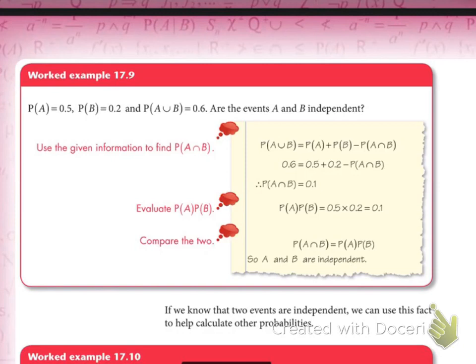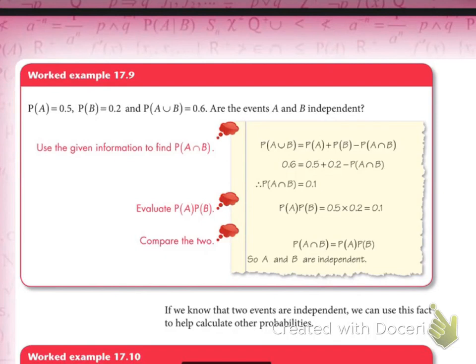The probability of A in this problem is 0.5. The probability of B is 0.2. The probability of the union, togetherness, is 0.6. Are the events A and B independent? Now, notice that it's using the union and not the intersection.